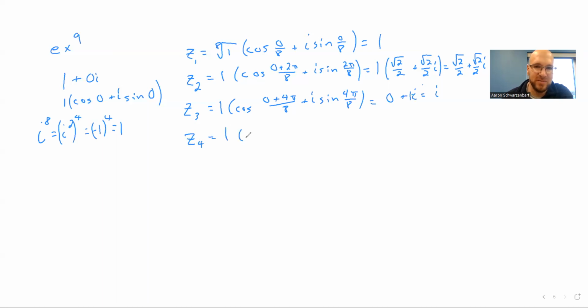The 4th one, now I'm up to 6 pi. I'm just going to stop writing the zeros. And I got to go basically all the way around the circle. So I need to get to almost up to, but not including 16 pi over 8, because 16 pi over 8 was 0. Cosine of 6 pi over 8 is -1/2. But no, it's not. It's negative square root of 2 over 2.